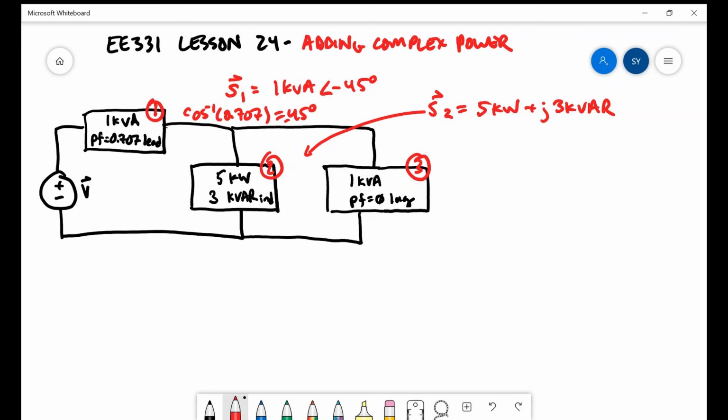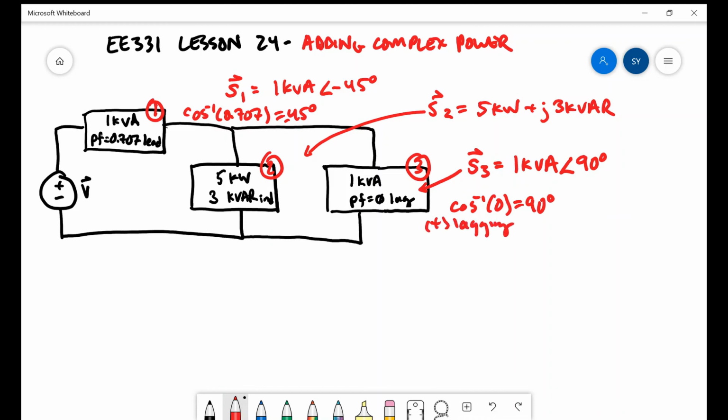So let's go ahead and complete number 3. They tell me it's 1 kVA and the power factor is 0, and it's lagging, so it better be pointed straight up. Inverse cosine of 0 equals 90 degrees, and it's positive because lagging.